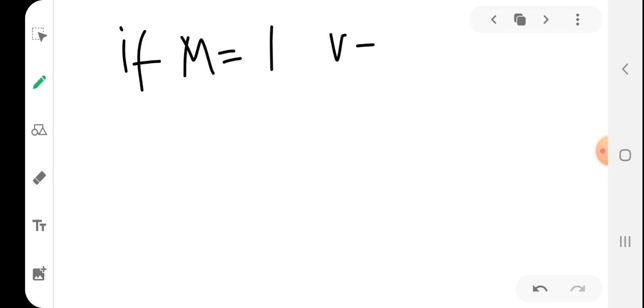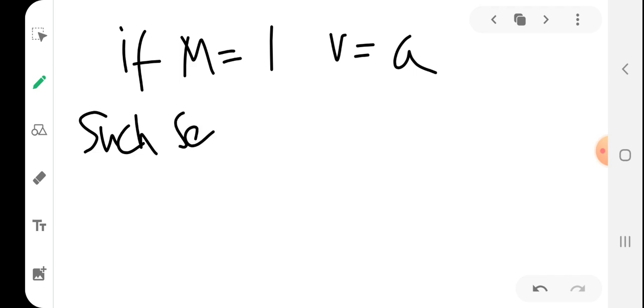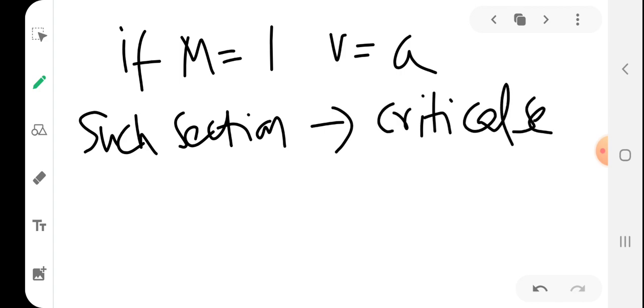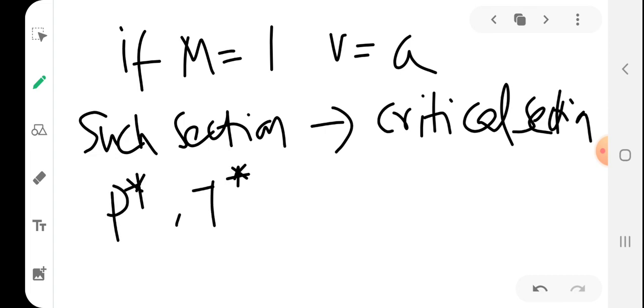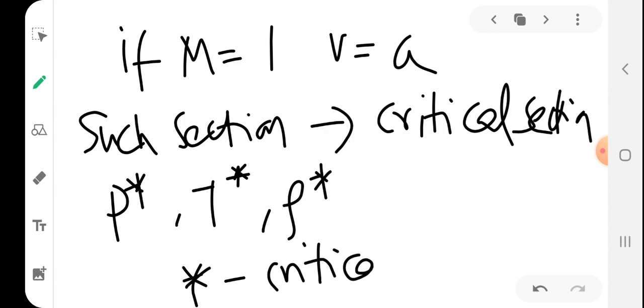Now another case. Consider a section where the flow Mach number is equal to unity. Mach equal to unity means V equal to A. Such a section where M equals 1 is the critical section. Let the values of the properties at the critical section be superscripted by star: P star, T star, rho star. These correspond to the critical section, where Mach number is 1, or velocity of flow is equal to velocity of sound, right?